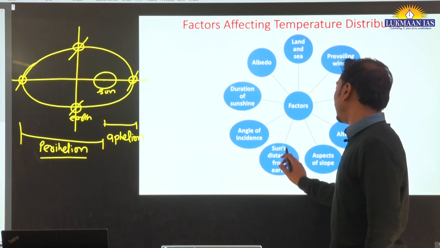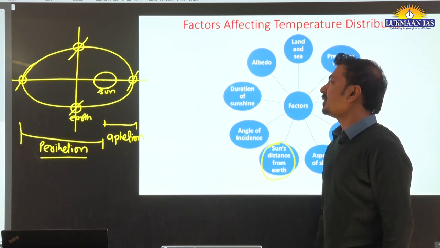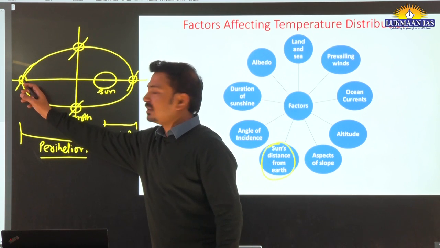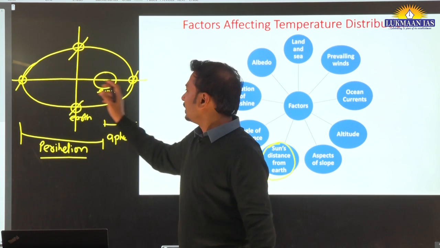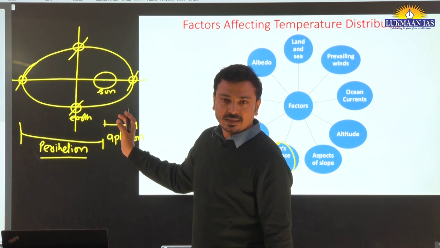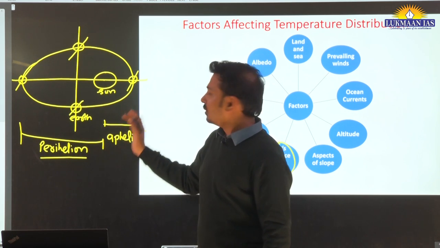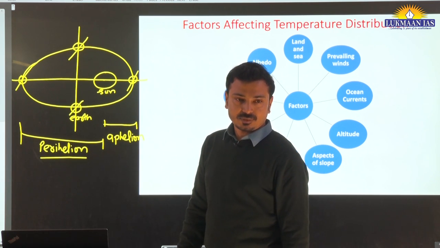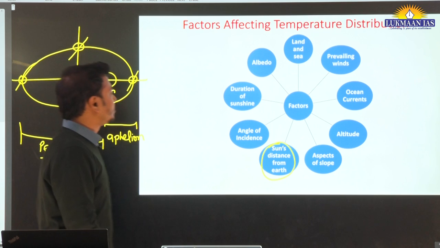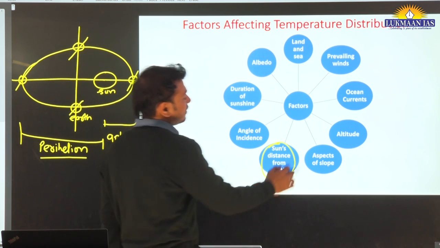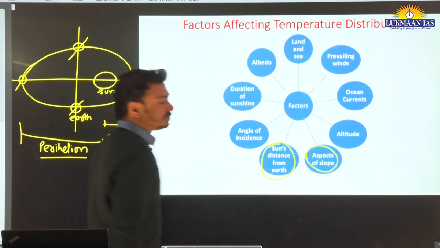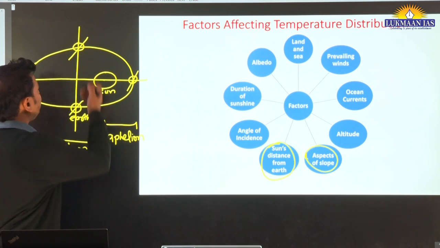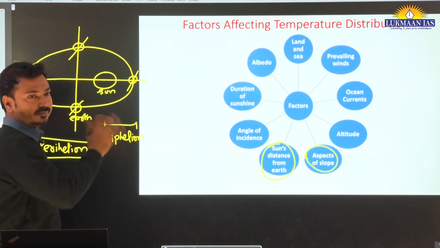Now you tell me how this distance from the earth is affecting. At this position, the northern hemisphere has more temperatures. At this position, the southern hemisphere has more. This position is influencing those temperatures. Okay? So this concept you should understand. Then thereafter, the aspects of slope. Here it will be moderate.